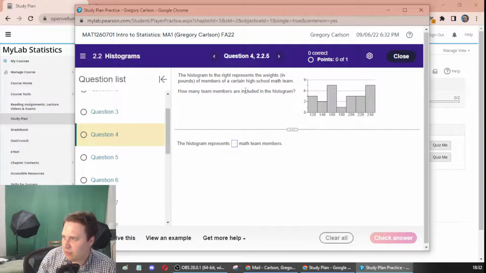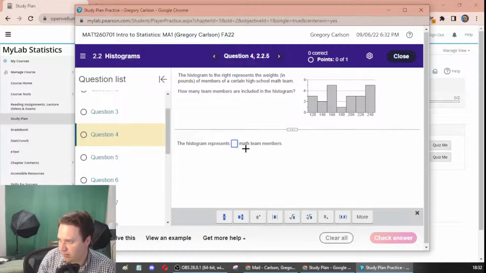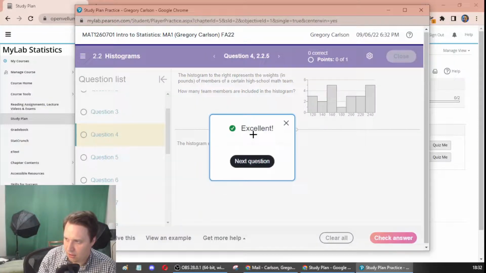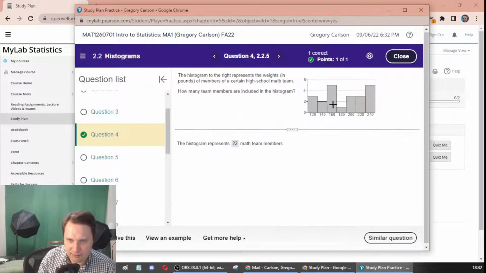How many team members are included in the histogram? So here's our histogram. Just count the bar graphs, right? So here's 3. So this bar has 3 individuals, because remember, in a histogram, this is the frequency over here. So we have 3 plus 2 is 5, plus 5 is 10, plus 1 is 11, plus 3 is 14, plus 3 is 17, plus 5 is 22, hopefully. So just count the bar graph, not too hard. Let me know if you have questions.